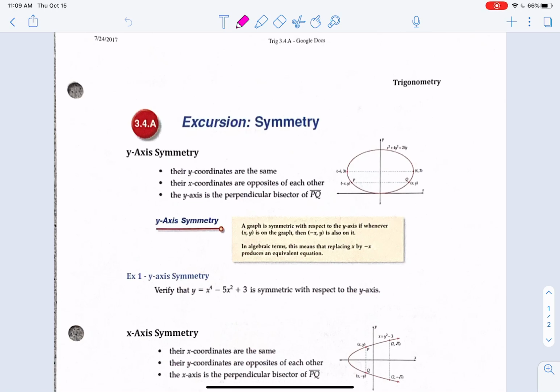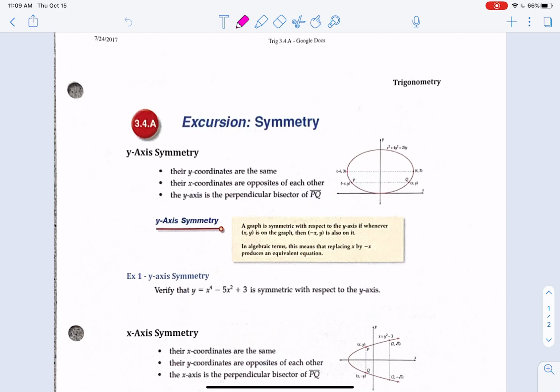Hey Trig class, this is section 3.4a, which is the excursion section. It's kind of like part B of section 3.4. In 3.4 we did all those transformations like the up, down, left, right, stretches and compressions and all that good stuff, okay? So 3.4a is going to focus on symmetry.